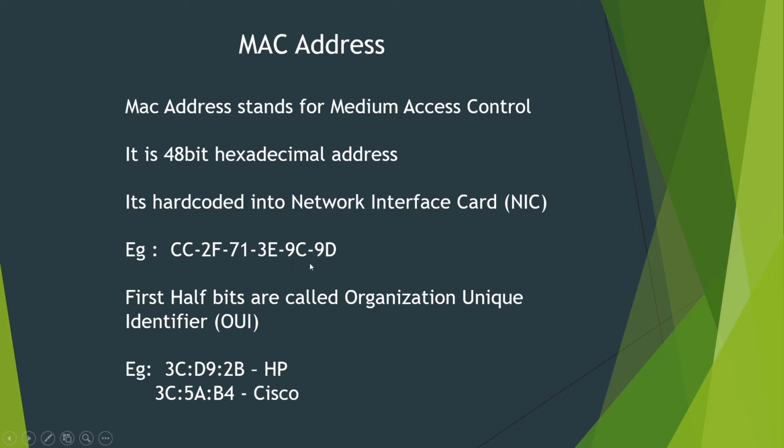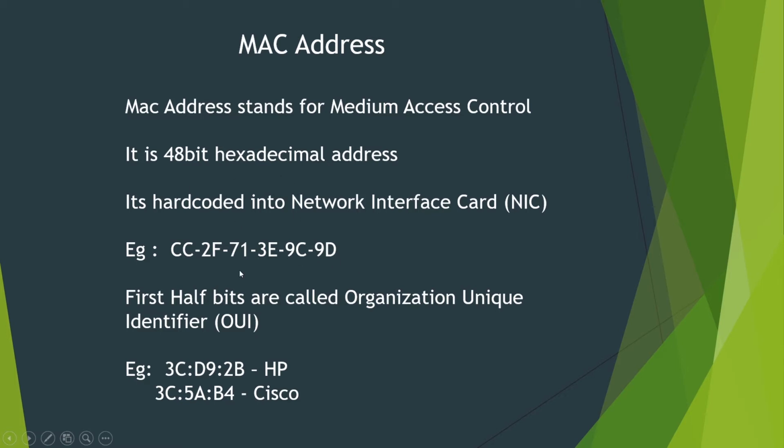CC-2F-71-3E-9C-90. This is just a MAC address example, and you can see each character is represented in hexadecimal, which means 4 bits. As you can see here, there are 12 hexadecimal digits, and when you convert them into binary, I mean bits, you get 48 bits. There are 12 and each represents 4 bits. 12 times 4, you get 48 bits.